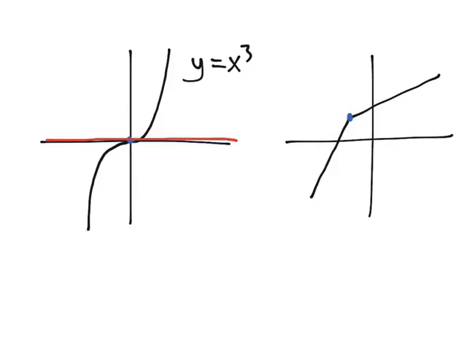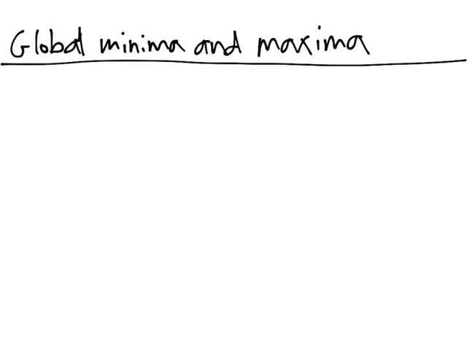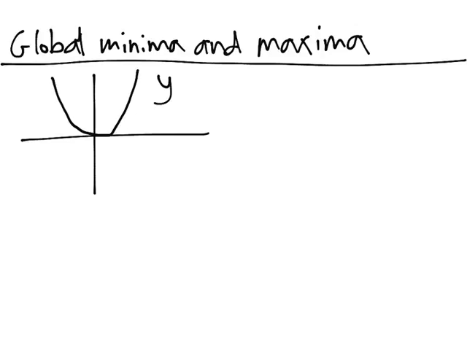of a function. Up until now, we've only been talking about local minima and maxima, but we can also talk about global minima and maxima. That is, if we have a function like this, let's say y is equal to x squared, what are the highest and lowest points that this function reaches? So in this particular case, we can see that there's a local minimum here, which is also a global minimum.